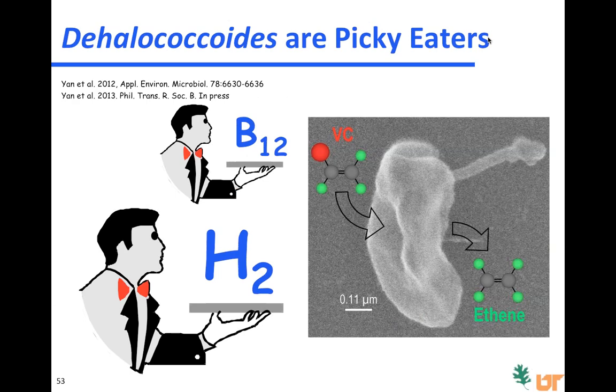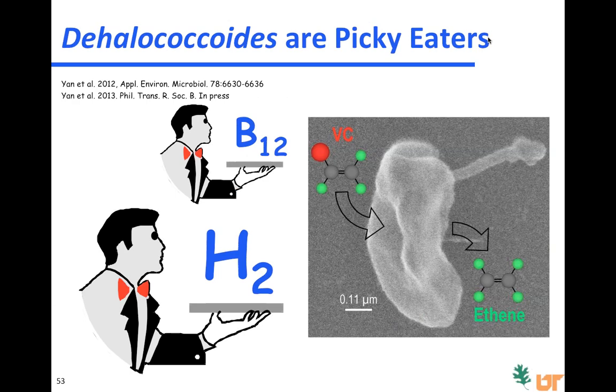Another thing they need is B12. For reductive dechlorination, they need a corrinoid B12 enzyme system. The problem is they can't make B12, which is kind of curious. So they require other organisms to generate the B12.